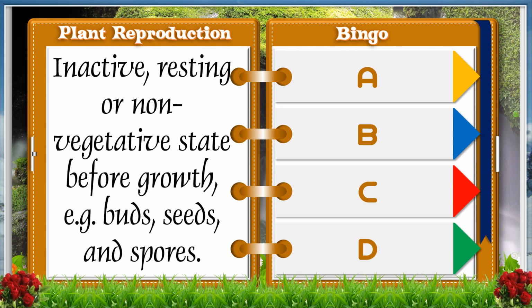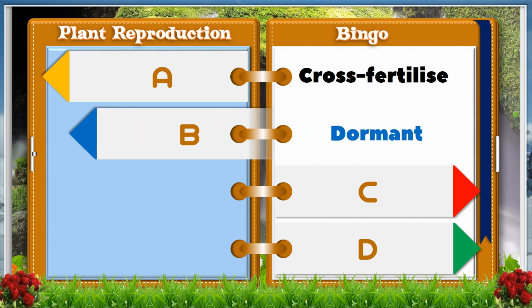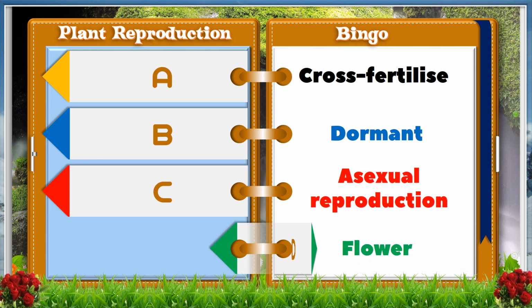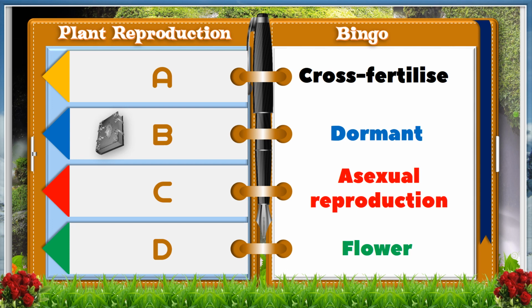Inactive, resting, or non-vegetative state before growth. For example, buds, seeds, and spores. A. Cross-fertilization. B. Dormant. C. Asexual reproduction. D. Flower. And the answer is B. Dormant.